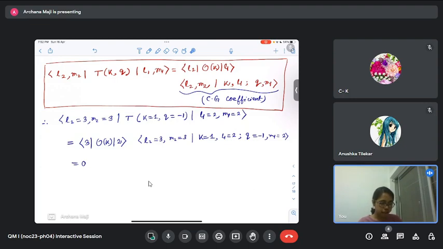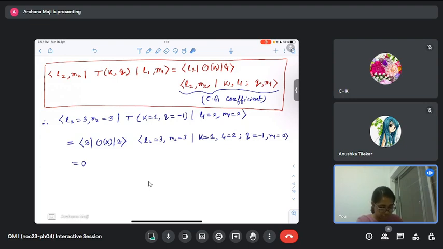So basically the magnetic quantum number Q and M1 addition should match with this magnetic quantum number, but that's not happening. So Q is -1, M1 is 2, so that means Q plus M1 is 1, and that is not equal to 3. So that's why this CG coefficient is 0 and you get 0.